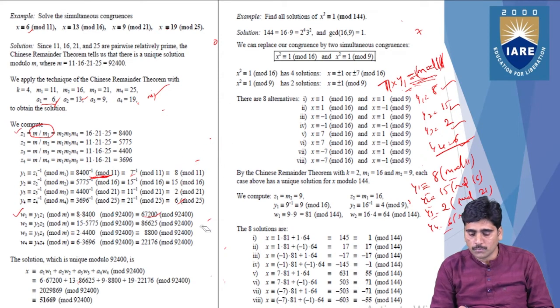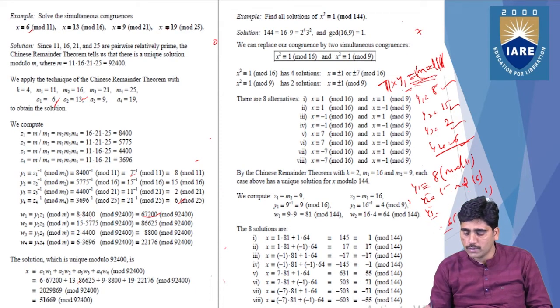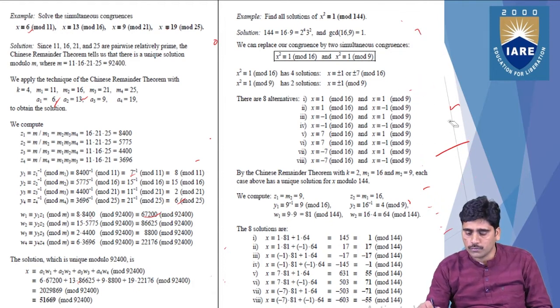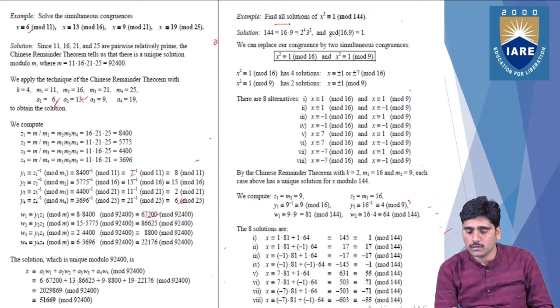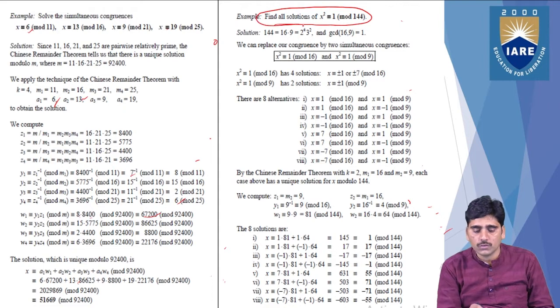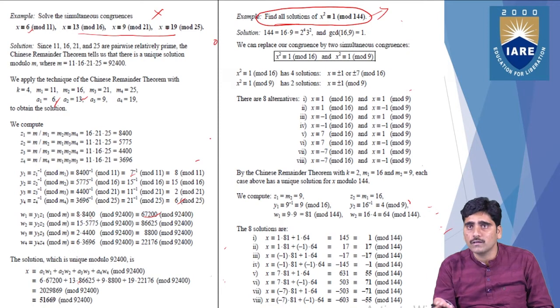So we'll see another example here. Find all solutions for the congruence x square congruent to 1 mod 144. This is the problem they have given. In this example, we have simultaneous congruences. Usually we need to find the unique solution, but here we need to find the different solutions of this congruence, right?